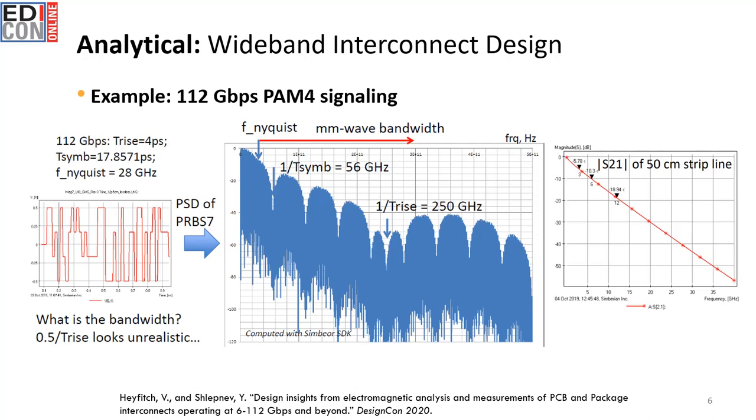Just taking 0.5 divided by the rise time, or 0.35 divided by the rise time, or whatever metric you use to quantify most of the power, it doesn't really give you the right answer. So there is some point where the bandwidth cuts off, but you still need to consider what happens to the signal throughout that entire bandwidth.